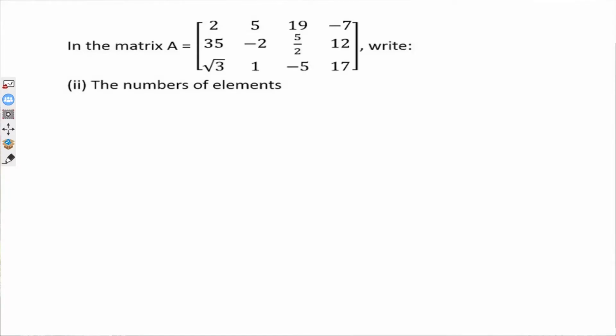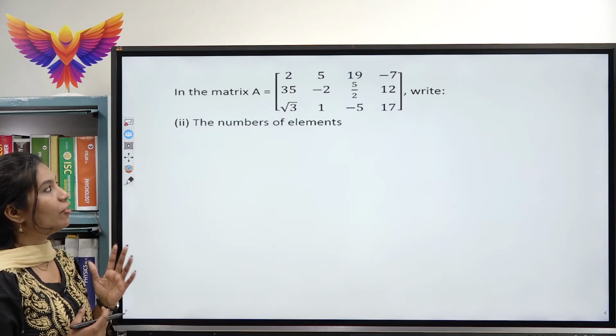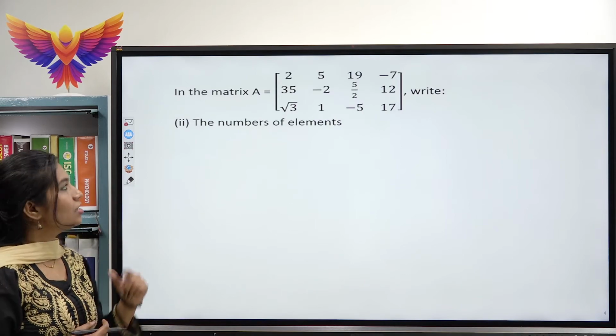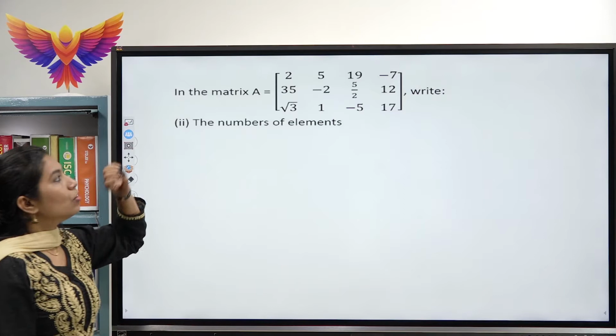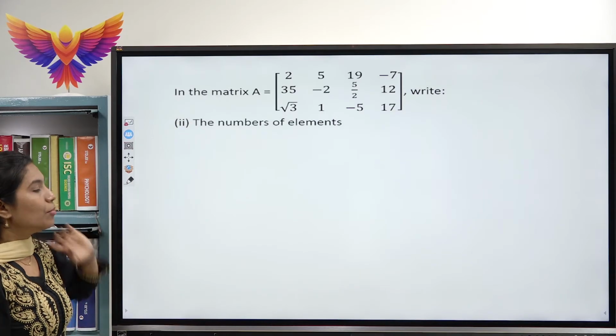The next problem, again looking into this, we have 3 rows and 4 columns. We have a first row which is 2, 5, 19 and minus 7. Second row 35, minus 2, 5 by 2 and 12. And a third row, a certain number of elements. We are supposed to find out the number of elements, not the order here. So the order we just went through was nothing but 3 cross 4, and now the number of elements.